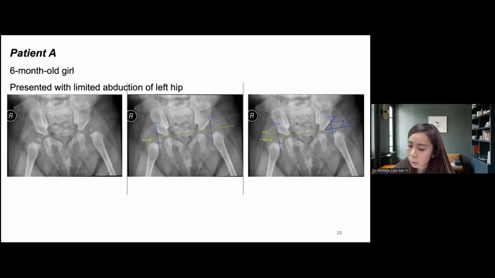You can see the acetabulum does appear comparable to the right side, but once the left hip acetabular index was measured, it was found to be 43 degrees, indicating there is acetabular dysplasia. On the right side, although the AI should be less than 25 in patients 6 months and older, the right hip is still within the normal quadrant.